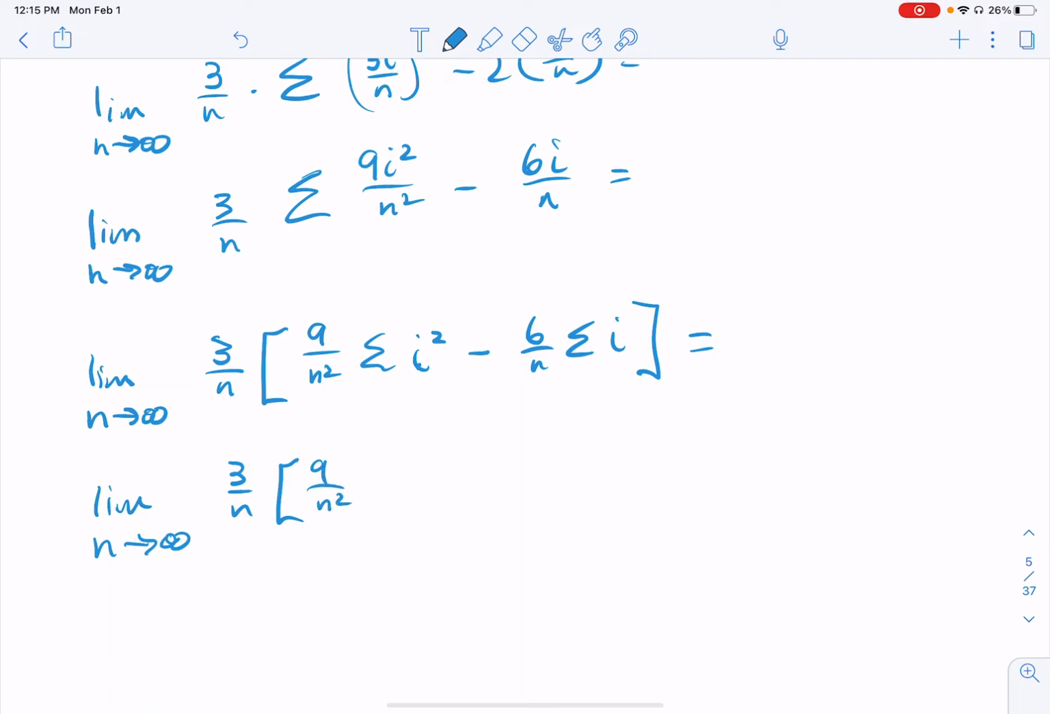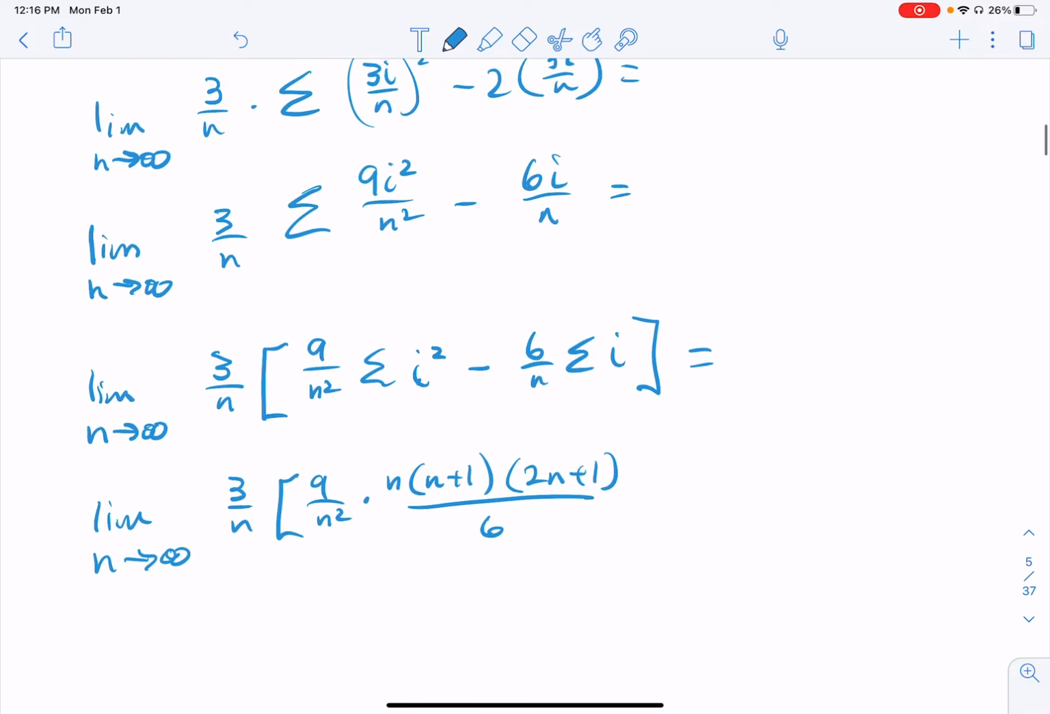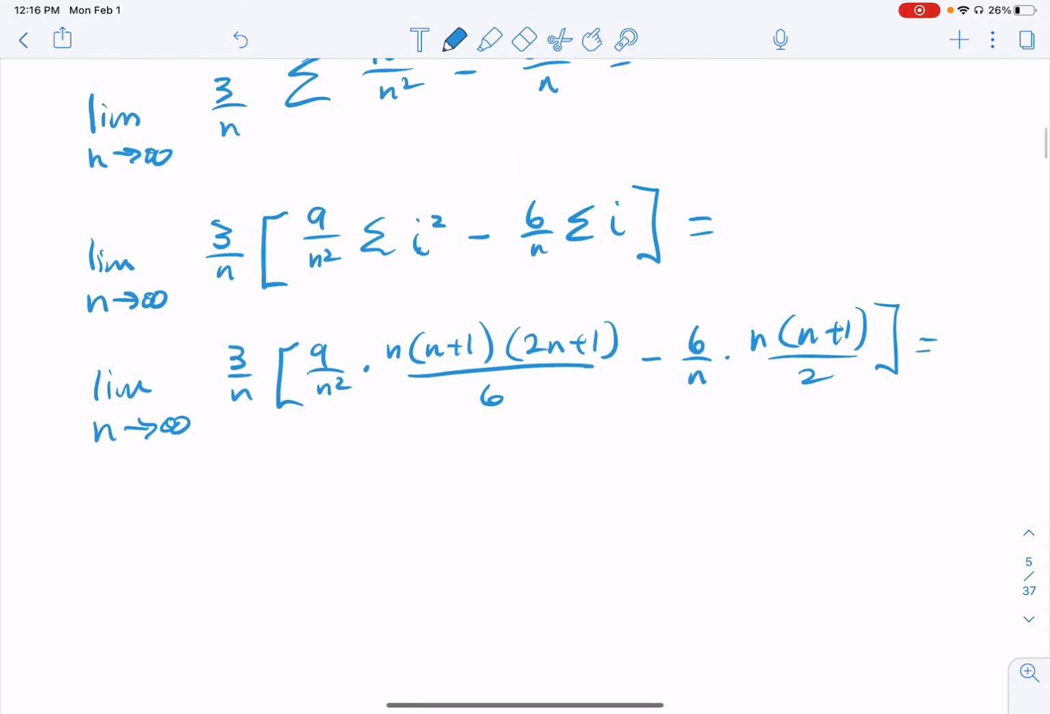9 over n squared. The sum of i squared, if I remember correctly, is n times n plus 1 times 2n plus 1 over 6. Verify that if you will. And then minus 6 over n. The sum of i, that's the Gauss one, which is n plus 1 over 2. Right? Let's continue to simplify.